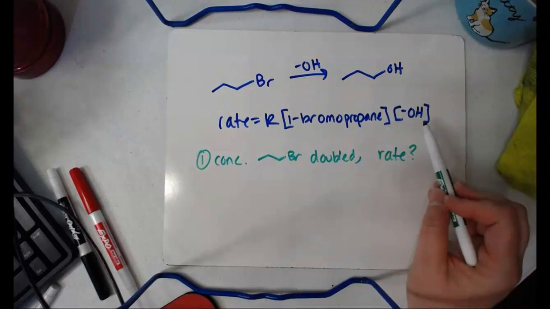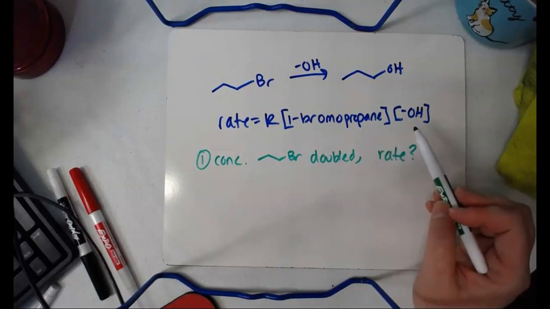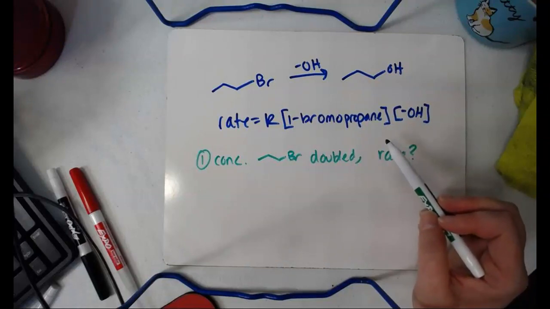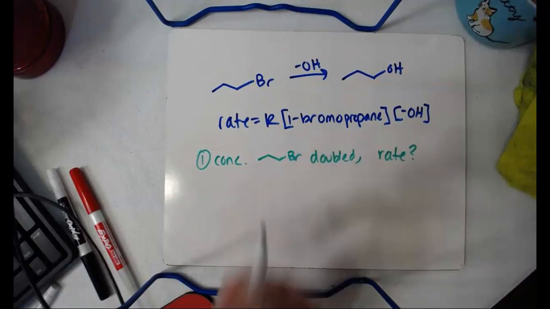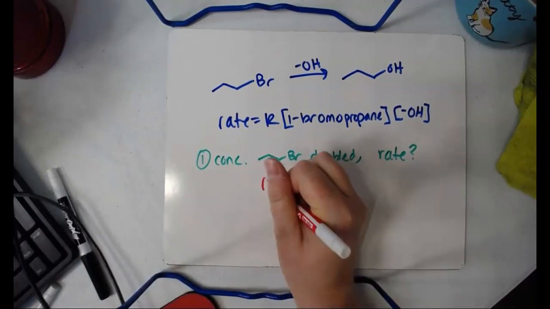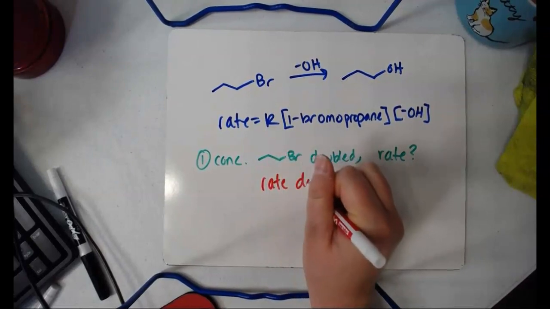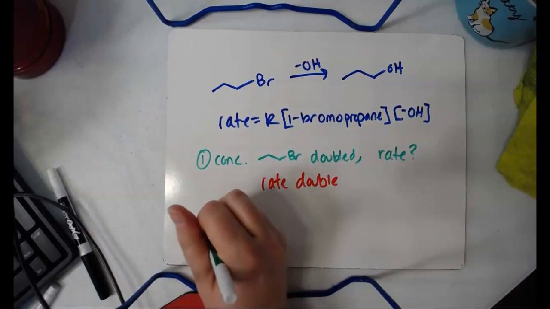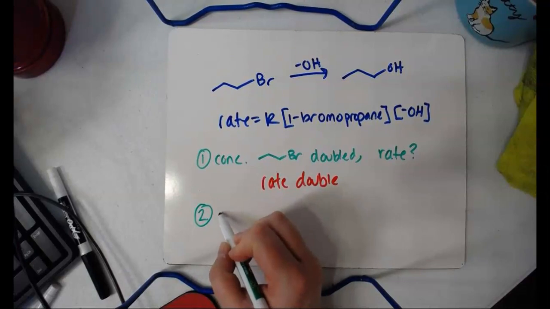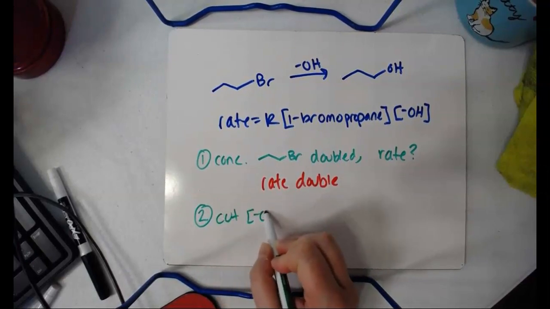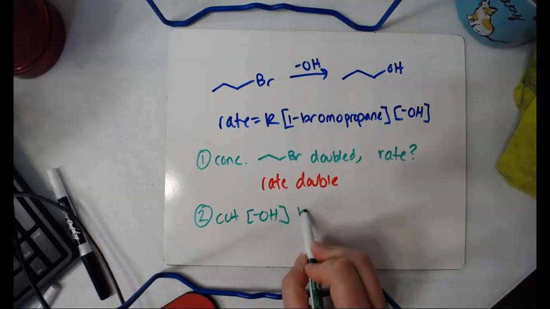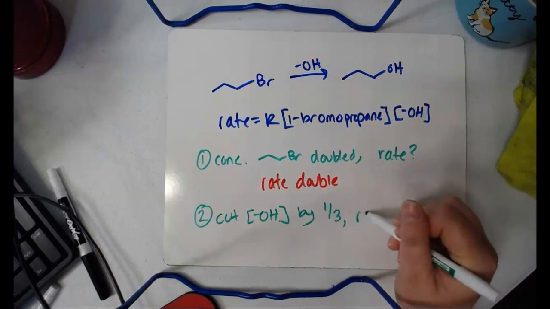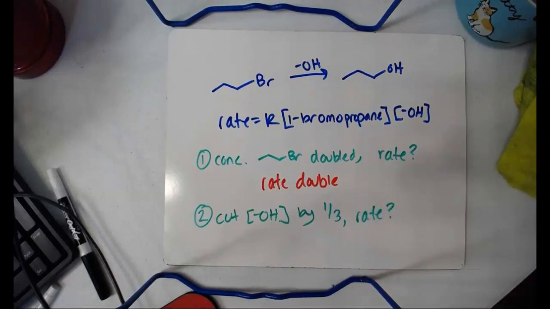Because these are both first order with respect to each, the change in rate is going to be directly proportional to the change in the concentration. So in this scenario, the rate will double, meaning it will go twice as fast. What if we cut the concentration of hydroxide to a third? So it's 1/3 as concentrated.